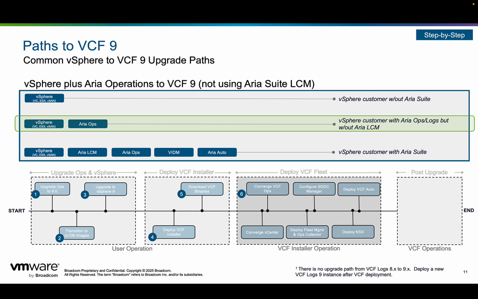After it has brought those environments in to the new VCF management domain, it will then deploy an instance of the fleet management appliance along with an instance of the operations collector. It will then configure the SDDC manager. It will deploy NSX, and optionally we can also deploy VCF automation at this time. Again, if you choose not to deploy VCF automation at this time, you can deploy it later as a day 2 operation. Once the upgrade is complete, you will need to relicense the environment for VCF 9, and then you are done with your upgrade.